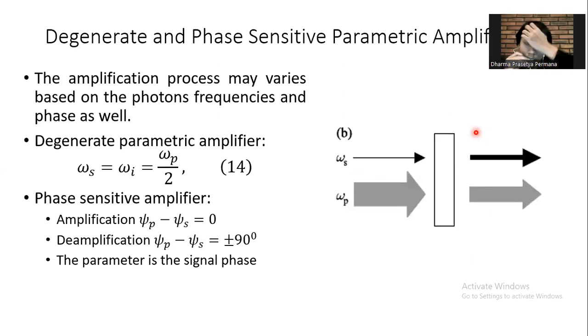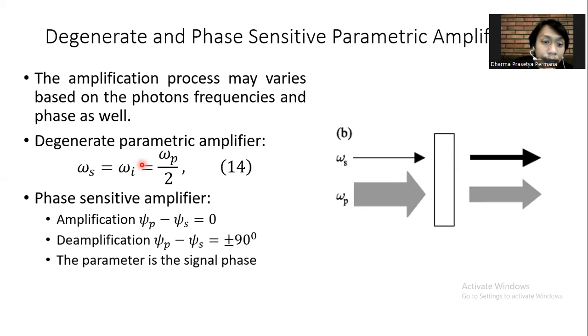Previously I talked about the parametric amplifier, which can strengthen one of the beams, be it the signal photons or the idler photons. There are two types of parametric amplifier elaborated in the books: the degenerate and the phase sensitive parametric amplifier. The degenerate parametric amplifier will produce signal and idler photons with the same frequencies, so we cannot see the difference between them.